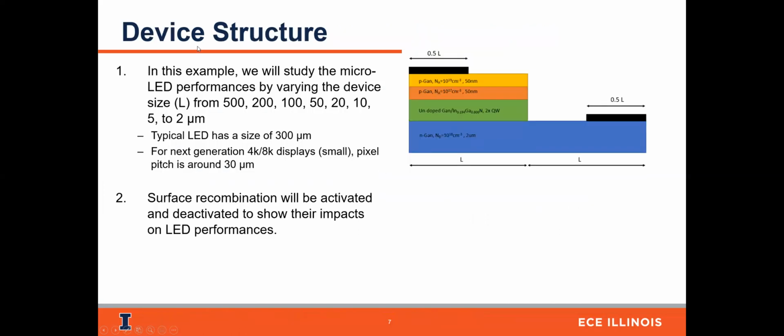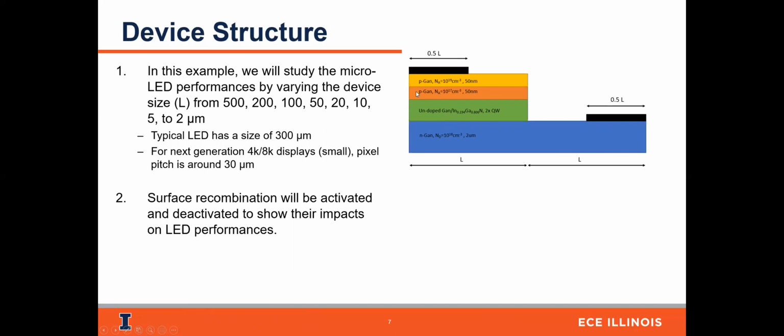So this is the device structure. It is an N-type gallium nitride with a doping concentration of 10 to 18, 2 micrometer thick. And then on top of it are 2 quantum well indium gallium nitride layers sandwiched by gallium nitride barriers. The indium mole fraction here is 0.194. So this is designed for blue LED.